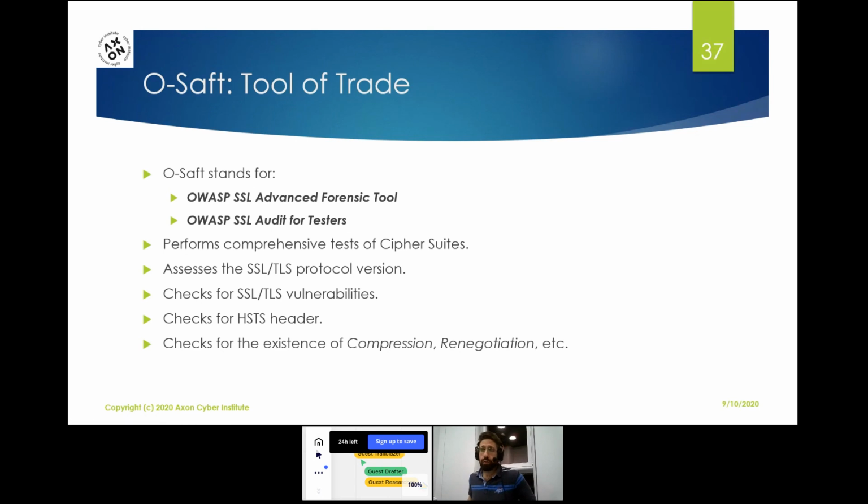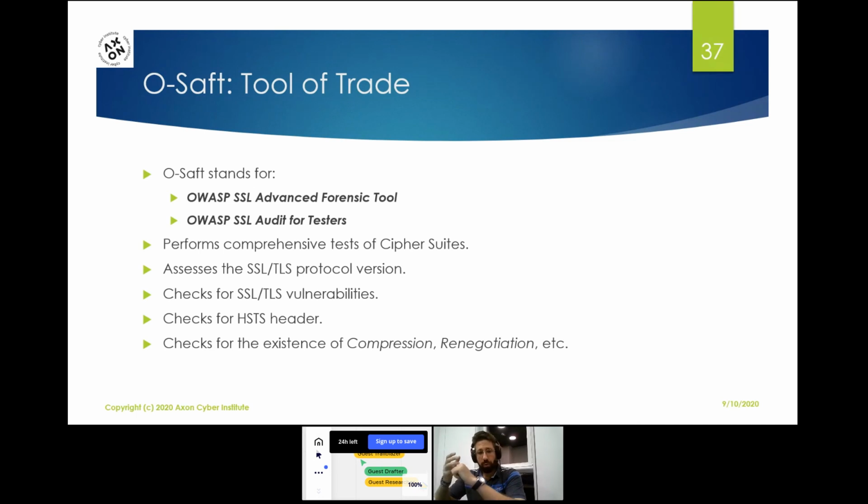Let's talk about now our favorite tool for auditing and assessing SSL. As I said, there are different tools, multiple tools. We're going to look at some of them at the end, just a list for your reference if you want to check. But the primary tool, one of those tools which I like so much and I use very often, is called the O-Saft tool. It stands for OWASP SSL Advanced Forensic Tool, and sometimes it's also called the OWASP SSL Audit for Testers tool.